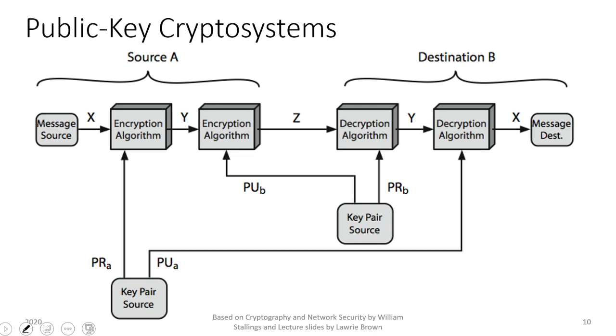So if we put everything into perspective, what we would have is, say, we have A as the source of messages and B as the destination. So we have two parties. So now both of these parties, what they will do is A will use a key pair source. They will generate a key pair for them, a private key for A and a public key for A.